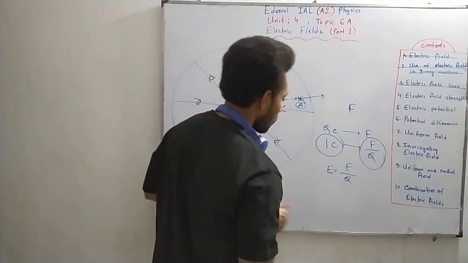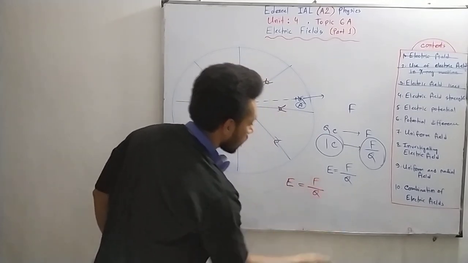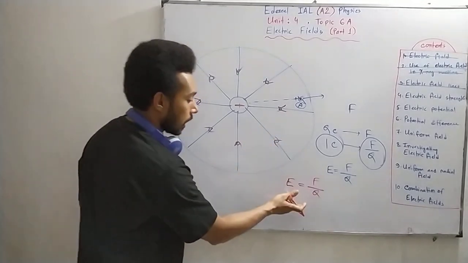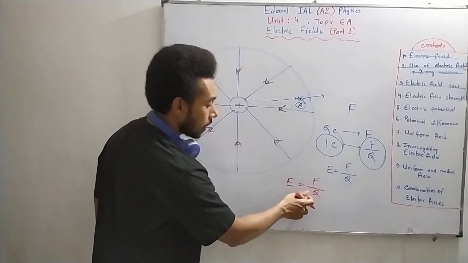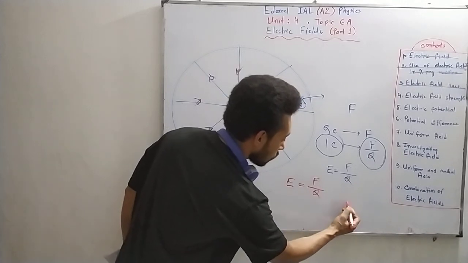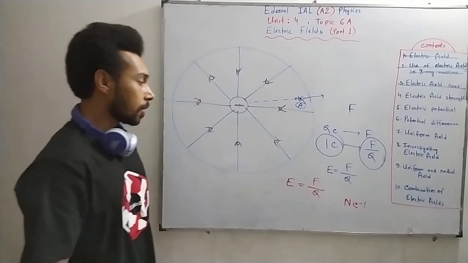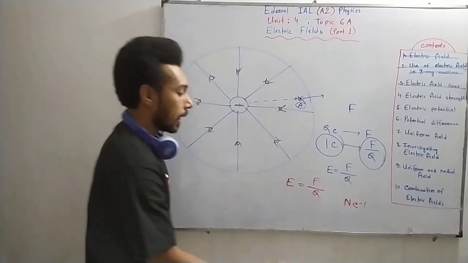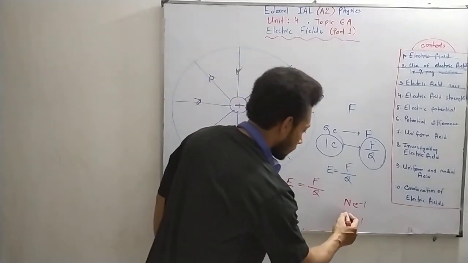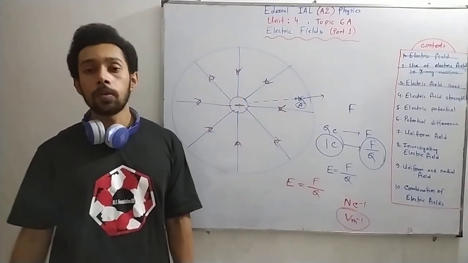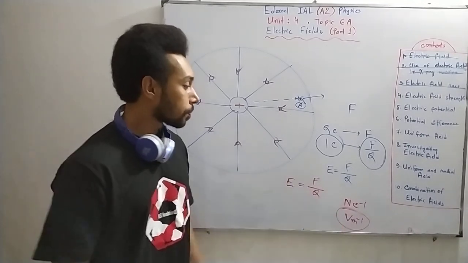Then now we have the formula of electric field: E is equal to F by Q. Therefore, the electric field strength has the unit Newton per Coulomb. This is the SI unit of electric field strength. Electric field strength has another unit, that is volts per meter, and these two units are equivalent. This unit is actually defined from the uniform field, and we'll discuss later how it comes.